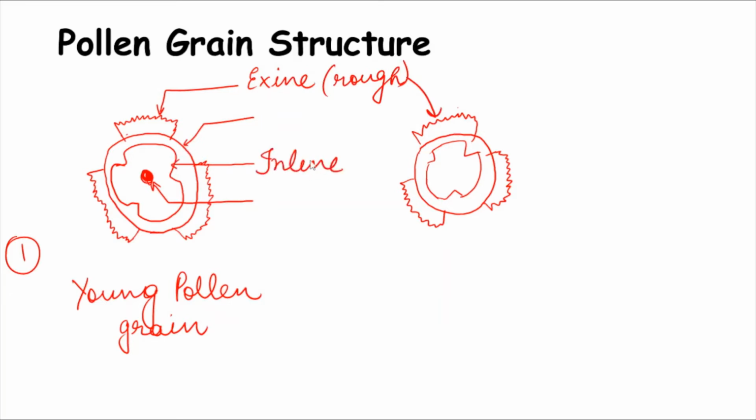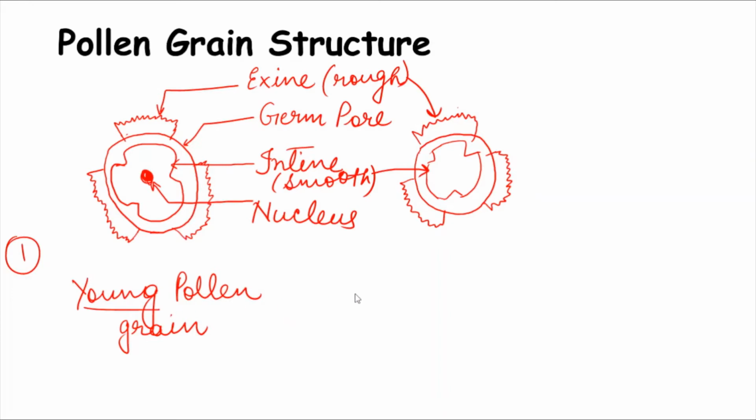It is called intine. And what is the special feature over here? It is smooth. Next, you can see there is a gap in the membrane, that is exine. That is called the germ pore, and it is a very important part here. Next, you can see there is a nucleus. This is the appearance of a pollen grain when it is immature or young.